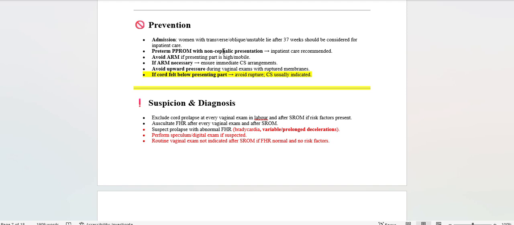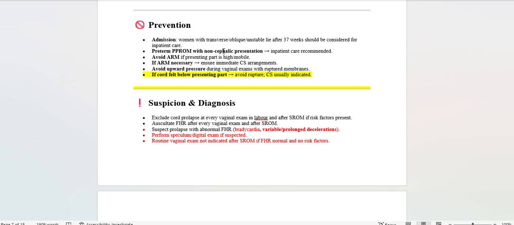Suspicion and diagnosis. Exclude cord prolapse at every vaginal examination in labor. Remember that after spontaneous rupture of membrane, or artificial rupture of membranes, we have to think about cord prolapse as a possible complication.